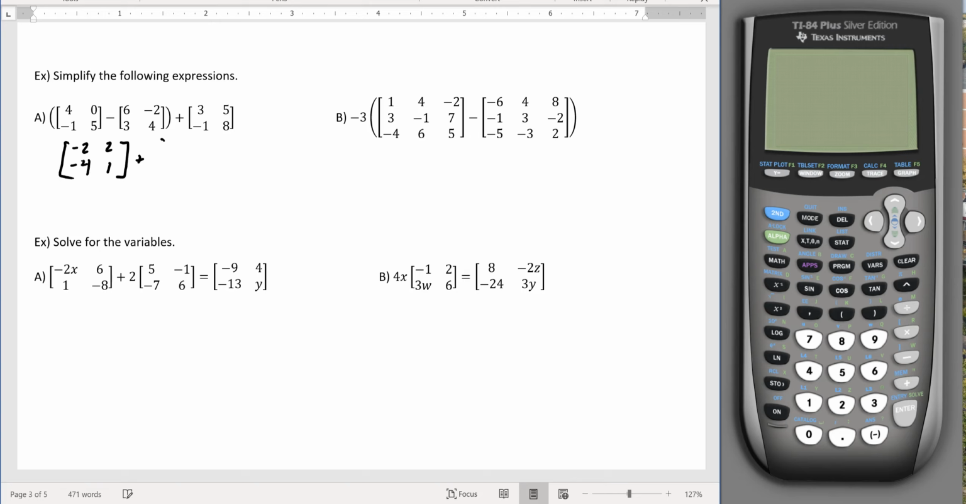Now I'm going to add that to 3, 5, negative 1, 8. And that will give me negative 2 plus 3 is 1. 2 plus 5 is 7. Negative 4 plus negative 1 is negative 5. 1 plus 8 is 9. And that would be my final answer there.